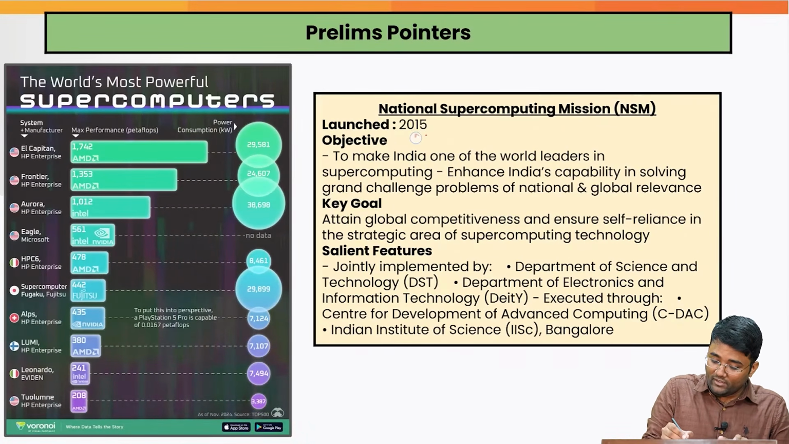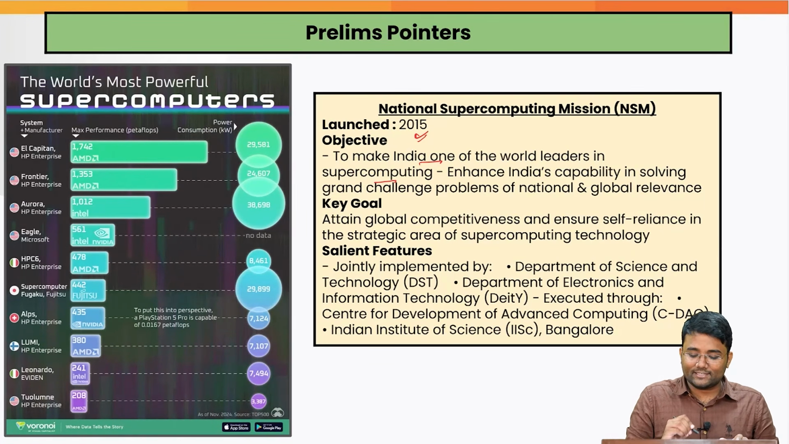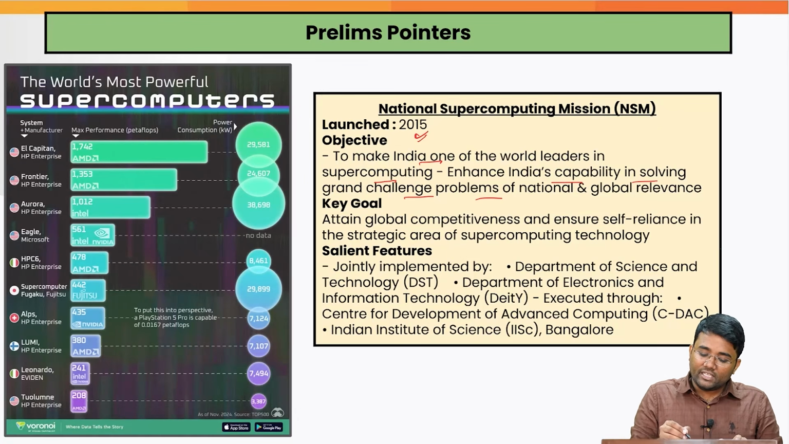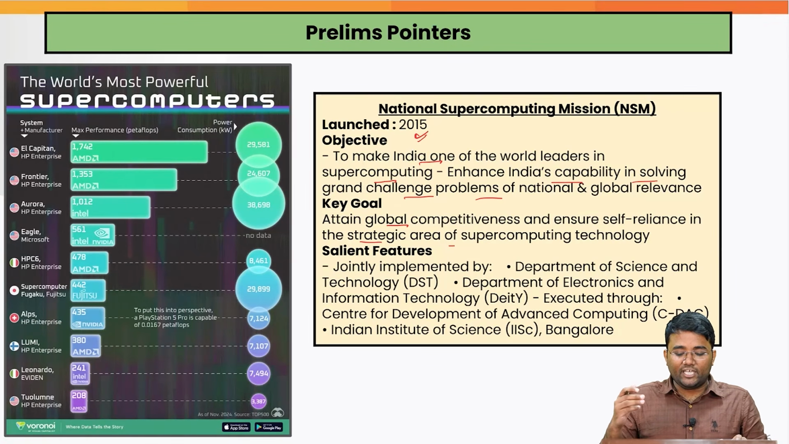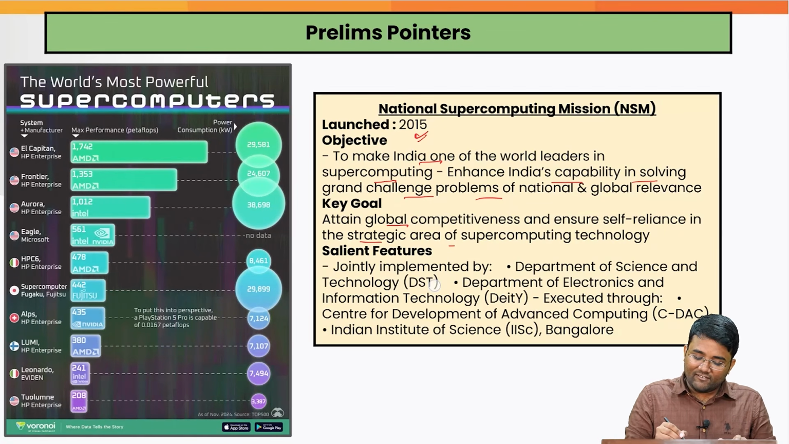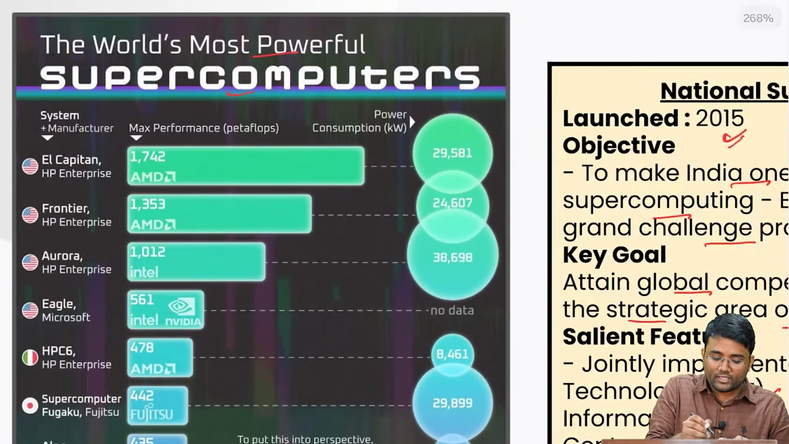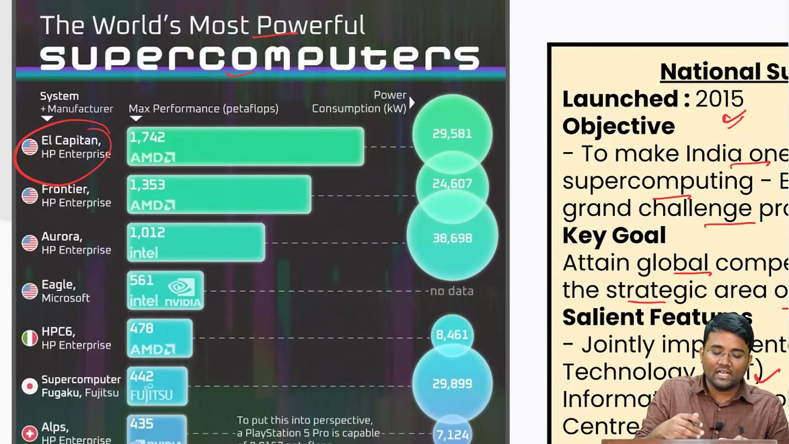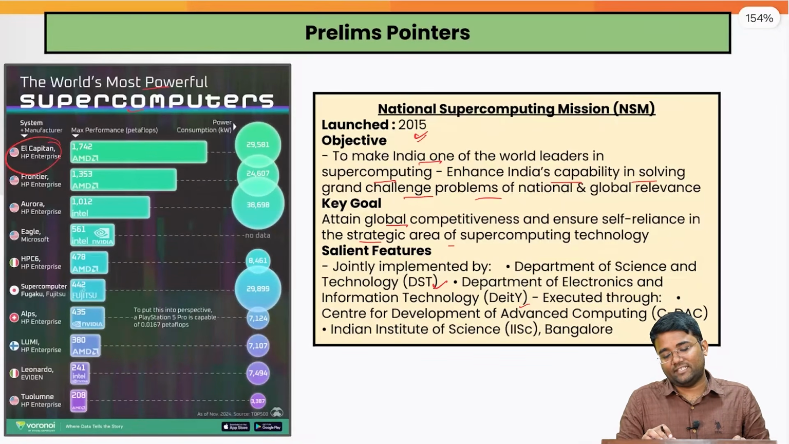The National Supercomputing Mission was launched in 2015 with the objective to make India one of the world leaders in supercomputing, and also enhance India's capability in solving grand challenges, problems of national and global relevance. The key goal is to attain global competitiveness and ensure self-reliance in a strategic area of supercomputing technology, jointly developed by DST, MeitY, CDAC, IISc, etc. If you talk about the world's most powerful supercomputer, it is El Capitan of the USA. After that, it is Frontier and Aurora. All these three are from the United States of America.